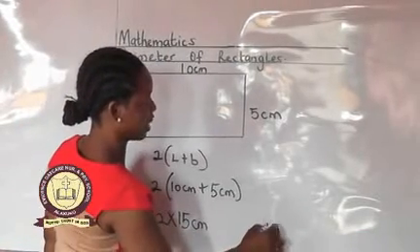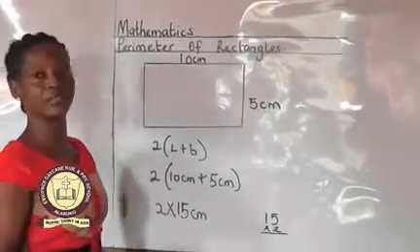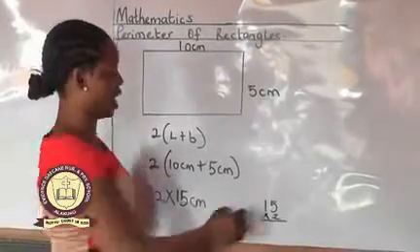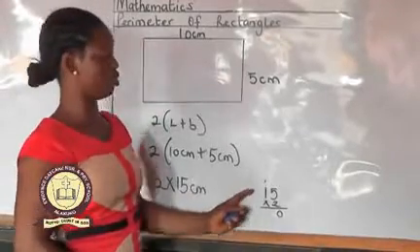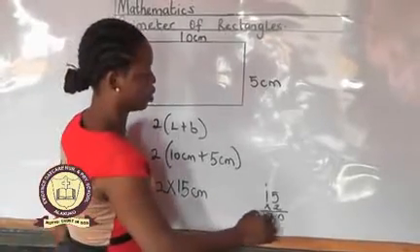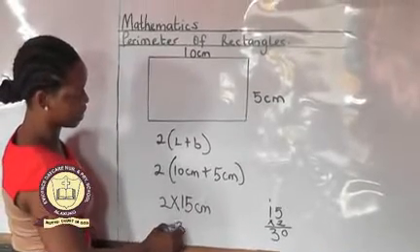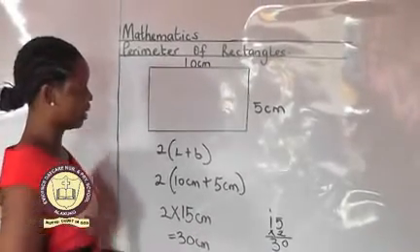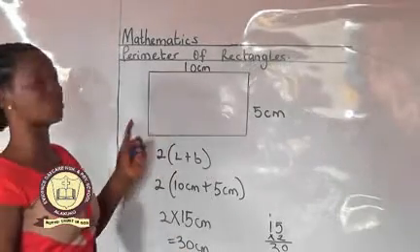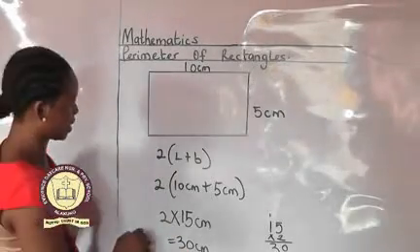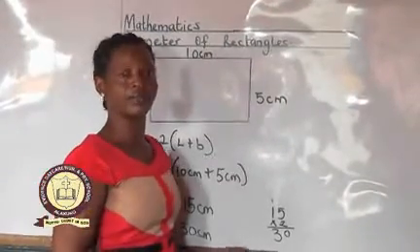15 centimeter times 2. What is 2 times 5, everybody? 2 times 5 is 10. We have 0, remainder 1. 2 times 1 is what? 2. Plus 1 is 3. So your 2 times 15 centimeter will give you 30 centimeter. That is the total length of the outside edge of this shape. That is your perimeter. Don't forget to write your perimeter equals 30 centimeter.